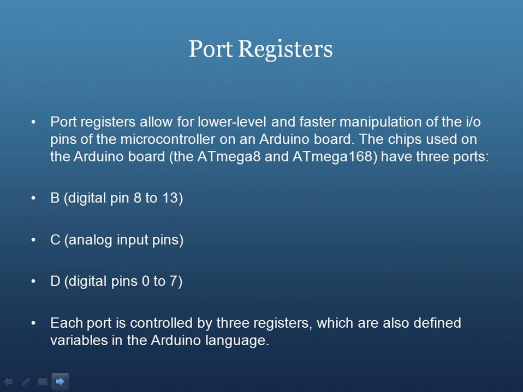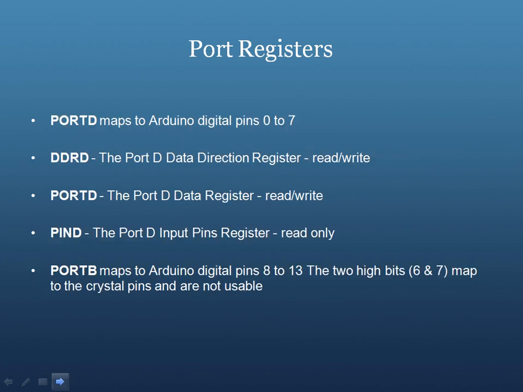Port registers: there are 3 ports in the Arduino Uno board: port B, port C, and port D. Port B has pins 8 to 13, which are all digital pins. Port C has all the analog pins, and port D has pins 0 to 7, which are also digital pins. Port D means you are mapping to port D, which has the 0 to 7 digital pins.